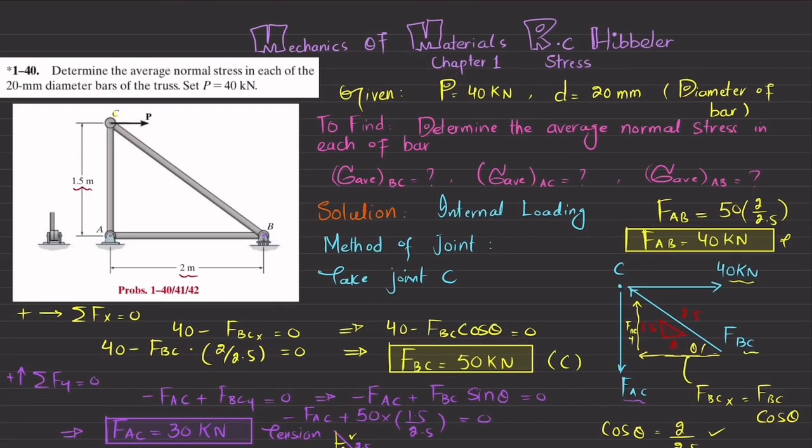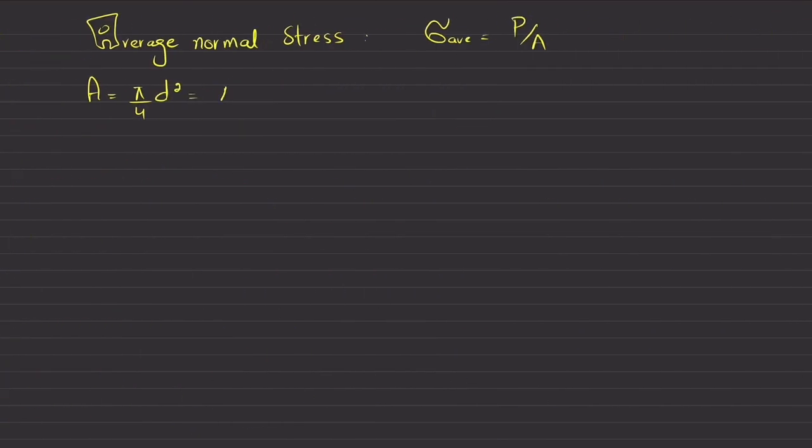Now we'll find the average normal stress. We know that average normal stress is equal to force per unit area. Area will be obtained by using this formula, pi by 4 d square. Diameter of each member is given as 20 millimeter. So you can just put pi by 4 into 0.020 to the power 2 in meters, and that will give you 0.3142 into 10 to the power minus 3 square meter.